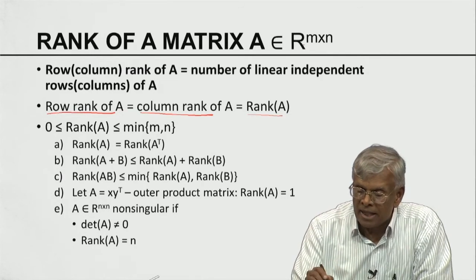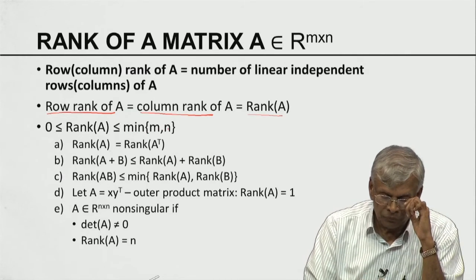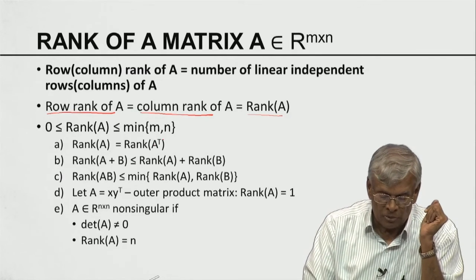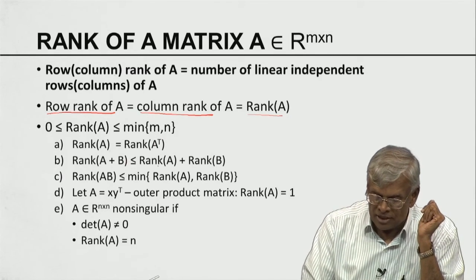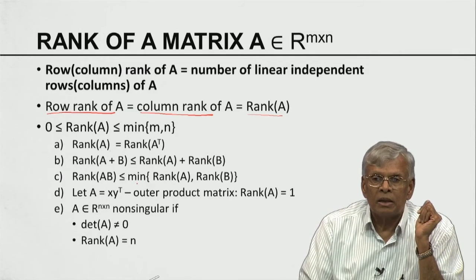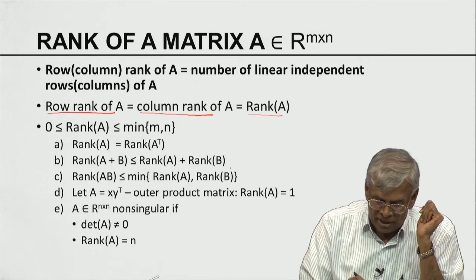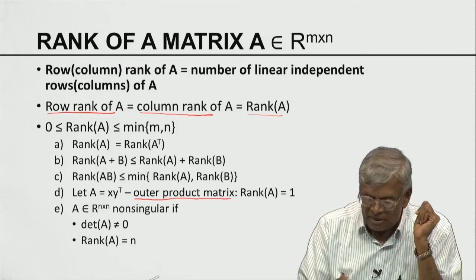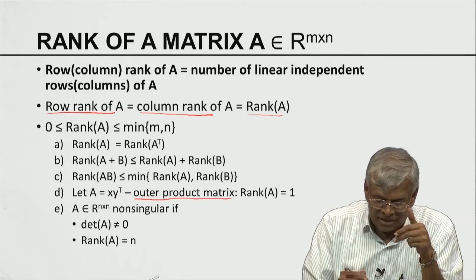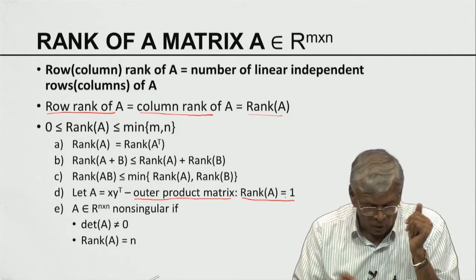So if A is an m by n matrix, the rank of A is less than or equal to the minimum of m and n. The rank of A is equal to the rank of A transpose. Rank of a sum is less than or equal to the sum of the ranks. Rank of a product is at most the minimum of the rank of A and rank of B. We have earlier seen the outer product of two vectors is a matrix. If a matrix arises as the outer product of two vectors, that matrix is always of rank 1.